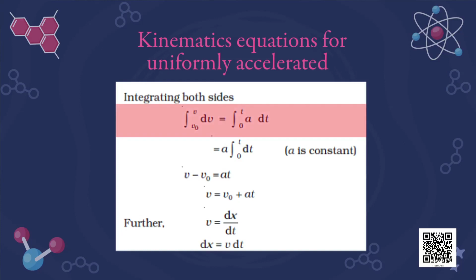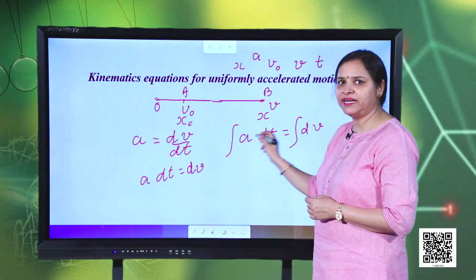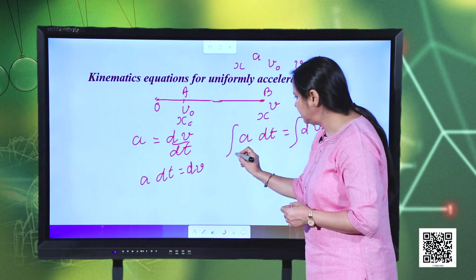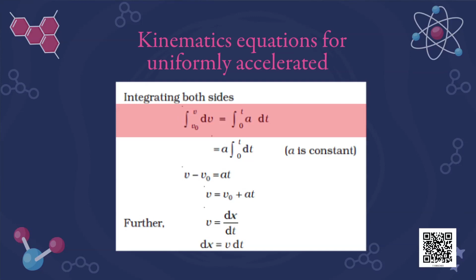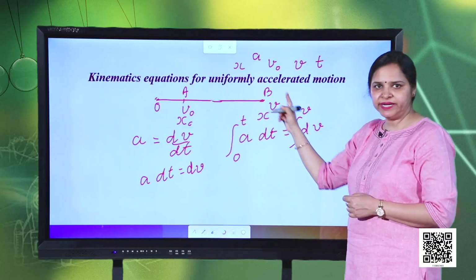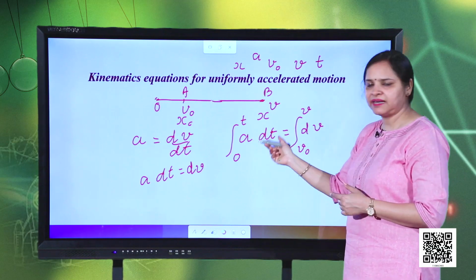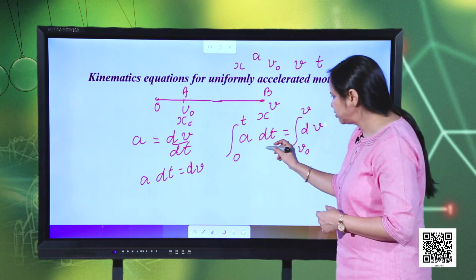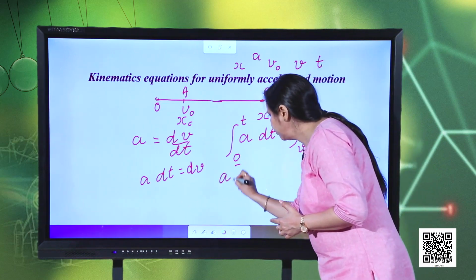For integration, we need the lower and upper limits, that is, the starting and final situations. Here we take the limits of time, as we are integrating with respect to time. The initial time is 0 and the final time is t. For velocity, the initial velocity is v naught and the final velocity is v between point A and B. If we integrate a with respect to dt, a is constant, so we are actually integrating just 1 with respect to time. So, what do we get? We get t.